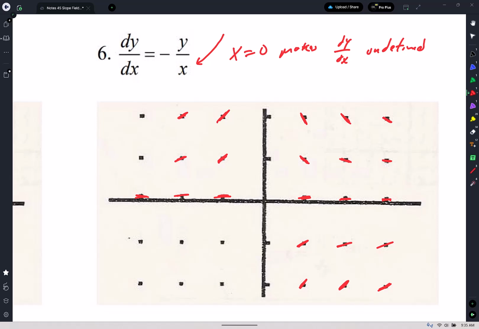All right. (Negative 3, 1). That's a slope of 1/3. (Negative 3, 2). That's a slope of 2/3. And there it is. We got quadrant 2.